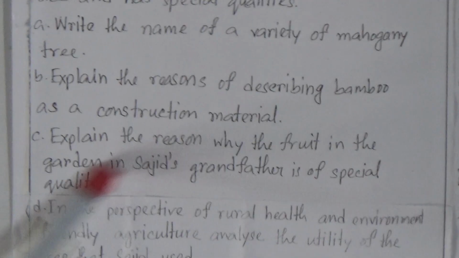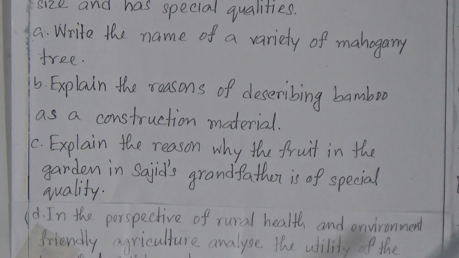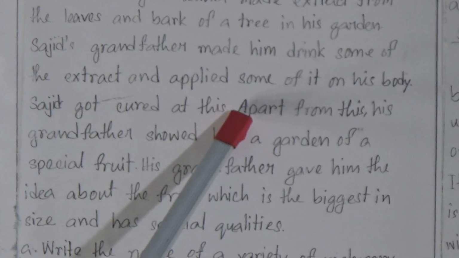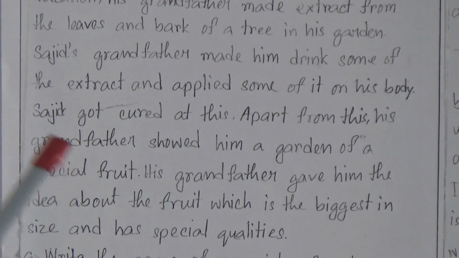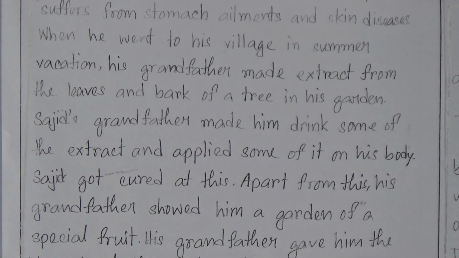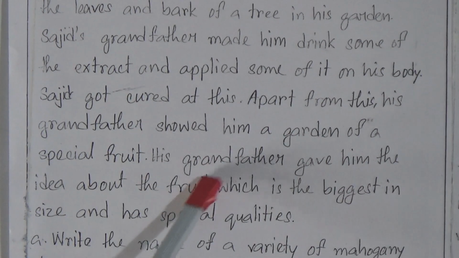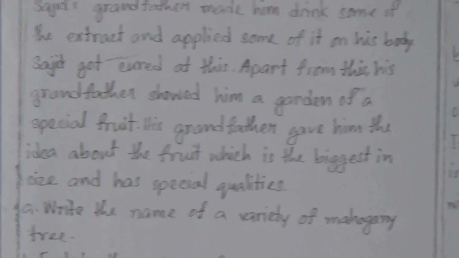Now number C, explain the reason why the fruit in the garden of Sajid's grandfather is of special quality. Why? We will know. Sajid's father, now look at the stem. Sajid's father made him an extract to recover his disease, and now look, the fruit is biggest in size and has special qualities, and we all know that jackfruit is the biggest fruit.